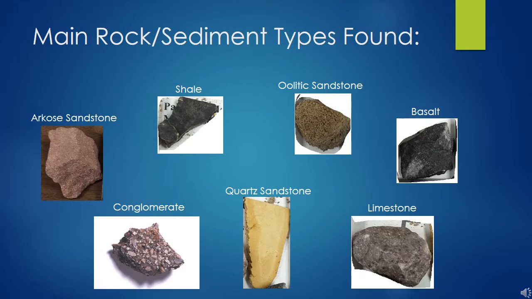The main sedimentary rock types found in the basin and range area are Arkose sandstone, shale, oolitic sandstone, basalt, limestone, quartz sandstone, and even conglomerate.